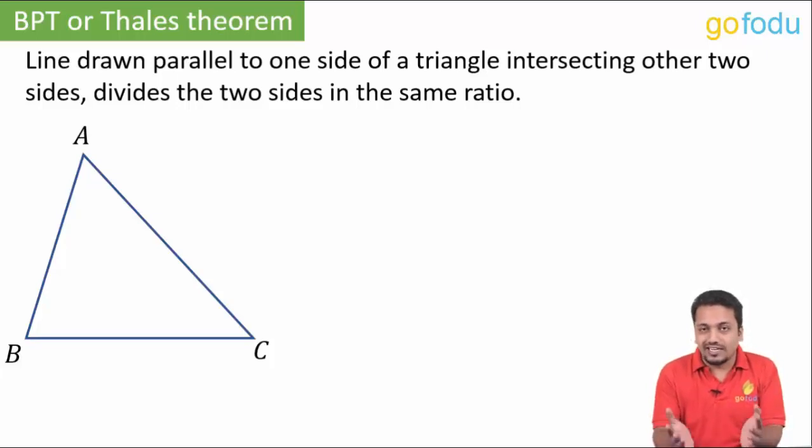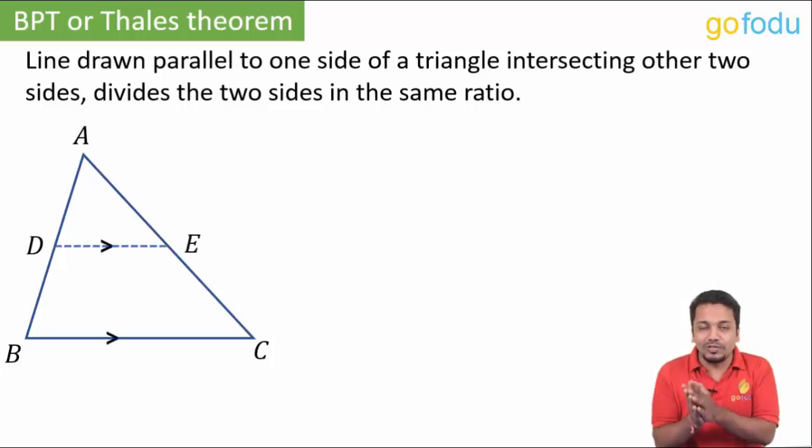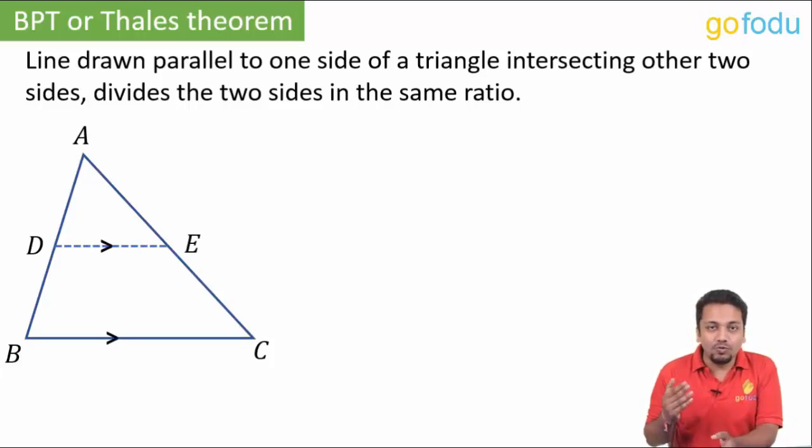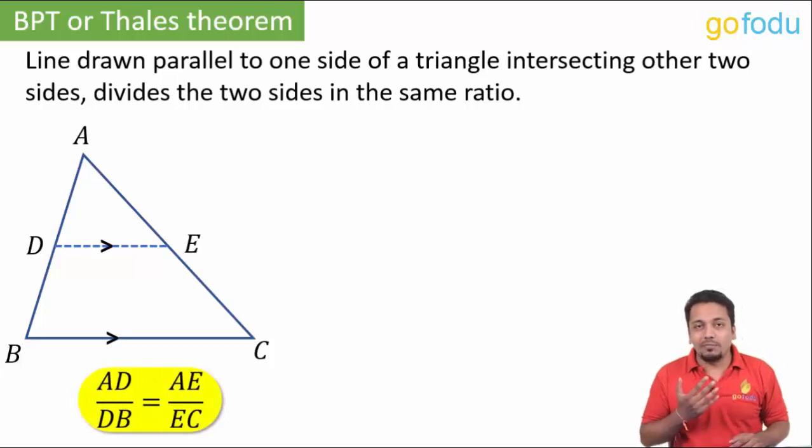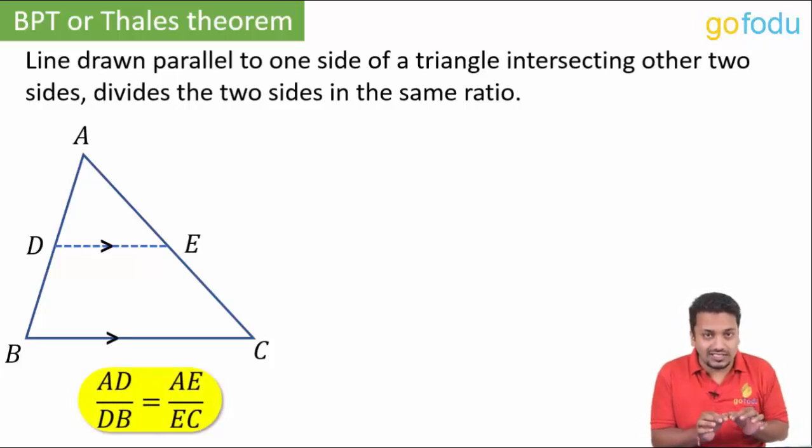Given to us is that DE is parallel to BC, and we have to prove that AD upon DB is equal to AE upon EC. Now we will have to make a few constructions.